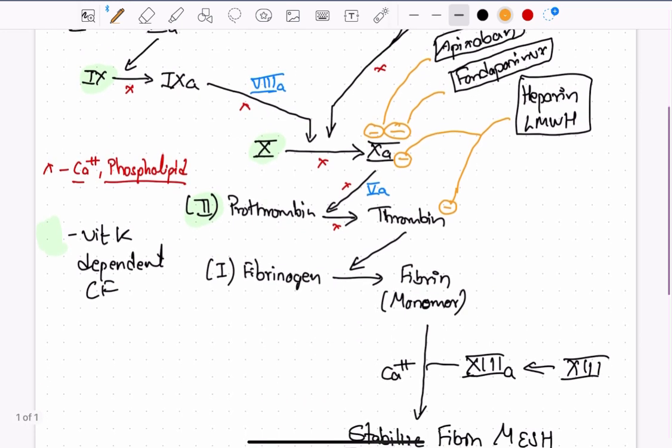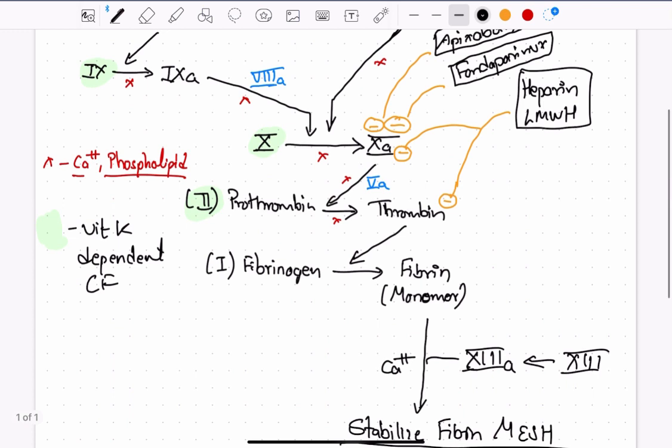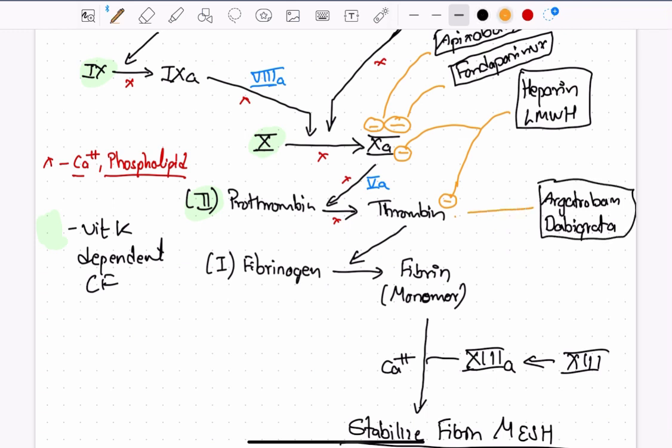And then we have direct thrombin inhibitor drugs such as argatroban and dabigatran. So these are direct thrombin inhibitors, and they will inhibit the thrombin.